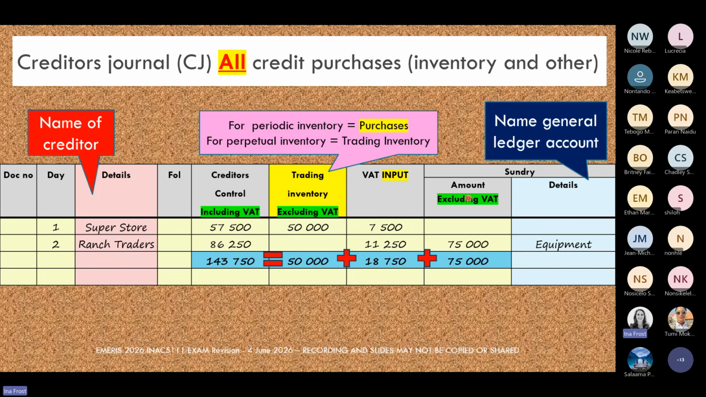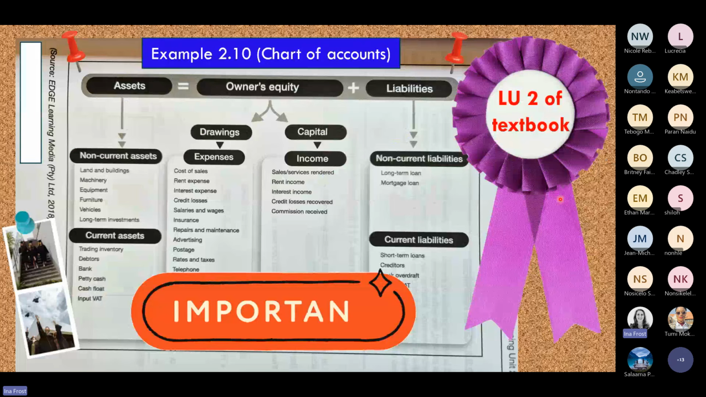And we said that this second details column over here is for general ledger account names. And I just want to remind you again quickly, where do we find these general ledger account names again? These account names are the ones we give you on example 2.10 in your chart of accounts.